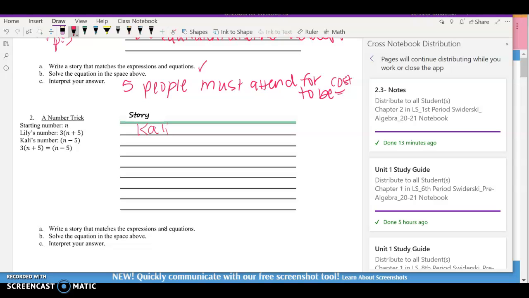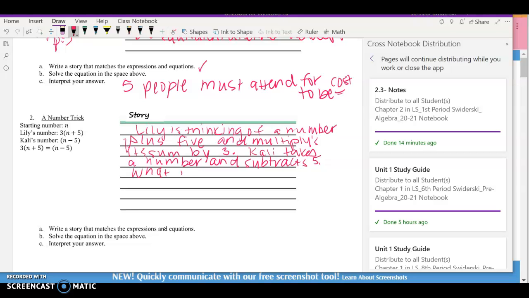Callie, actually, let's start with Lily. We'll say Lily is thinking of a number plus 5 and multiplies its sum by 3. Callie takes a number, that same number, and subtracts 5. What is the number? When are they equal?